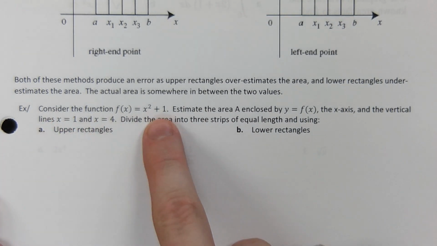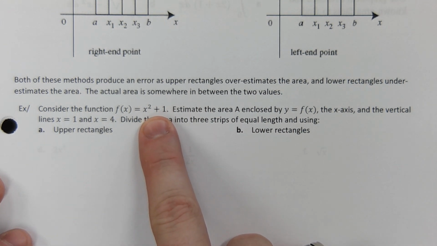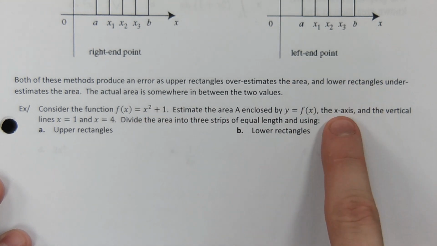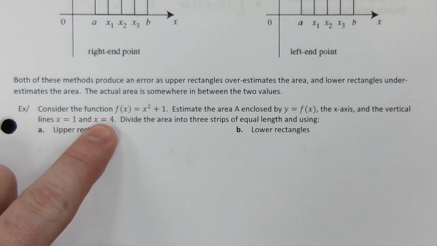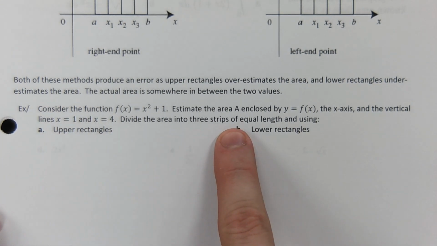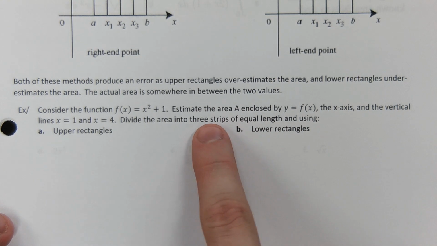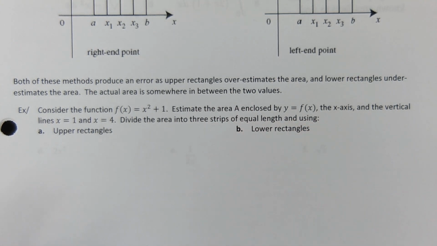So we're going to consider the function x squared plus 1. This is a parabola. Vertex is on the y-axis at (0, 1). We're going to estimate the area that is enclosed by this curve, the x-axis, and two vertical lines, x equals 1 and x equals 4. We've been told to divide our area into 3 strips. So we want 3 rectangles, and each of those 3 rectangles needs to be of equal width.